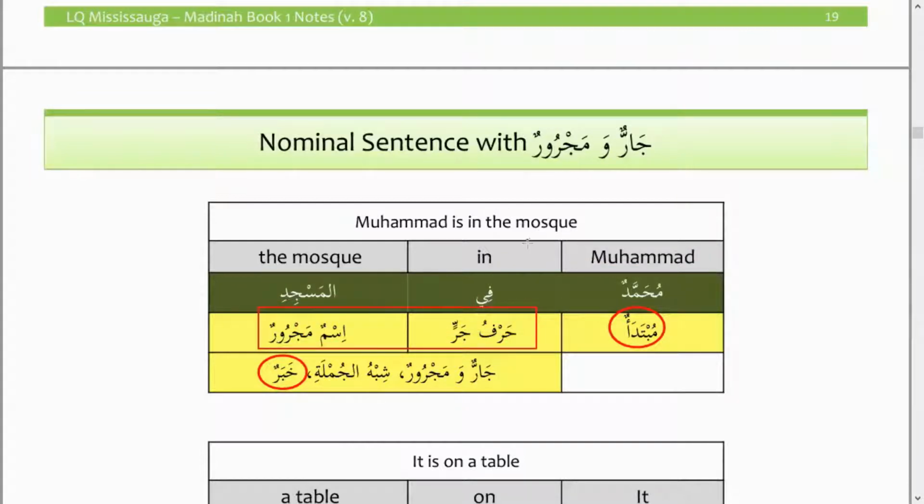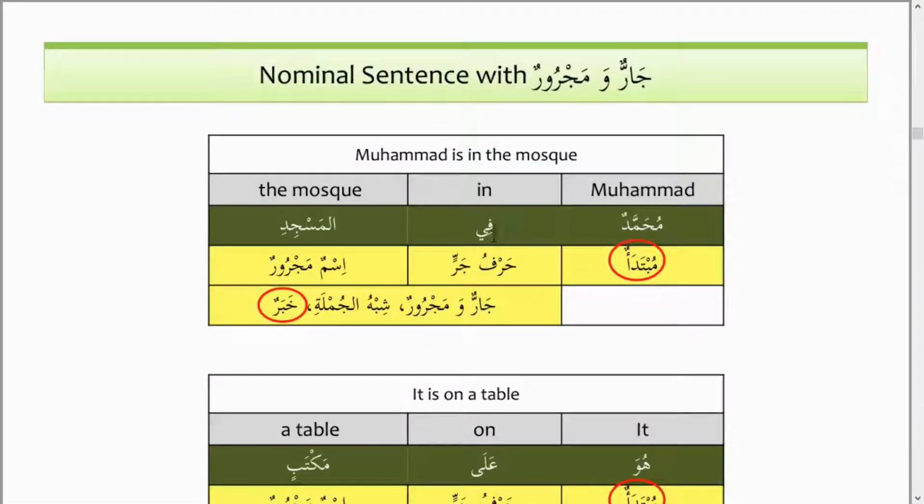Then both of these form the predicate. So how do we analyze this? We say jarun and majroorun. This is jar and this is majroor. That is harfu jar and majroor. Shibul jumla. They both form a phrase. Jumla is a sentence. Shibul jumla is something which appears like a sentence, which has the resemblance of a sentence. Right? Shibul jumla is a phrase. That is, it's not a word. It's not a complete sentence. It's a phrase. I hope you're understanding. Like fil masjid, in the mosque. It's not a complete sentence. It's not a word. And then we'll say it is the predicate.